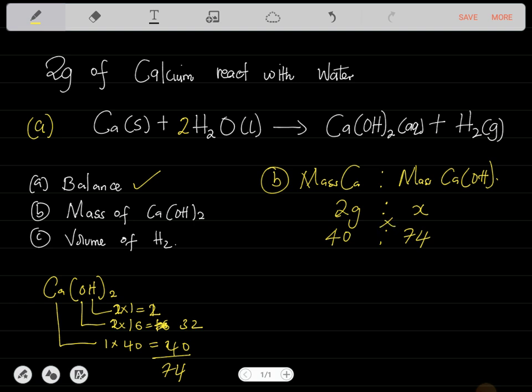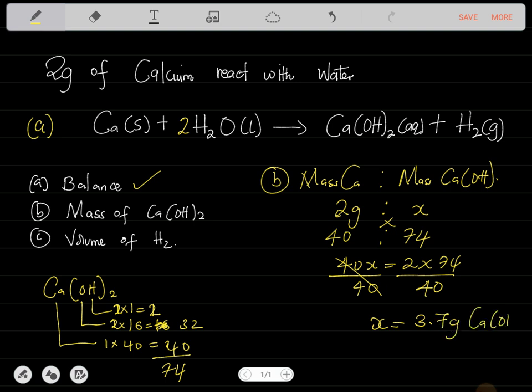Then we cross-check our multiplication. So this becomes 40x, giving us 2 grams multiplied by 74. So just divide by 40 both sides. Eliminating 40 on the left side, we eliminate the x. So that means we have 74 being multiplied by 2, at the same time being divided by 40, which gives me 3.7 grams as the mass for calcium hydroxide. Easy peasy, right? That's all.